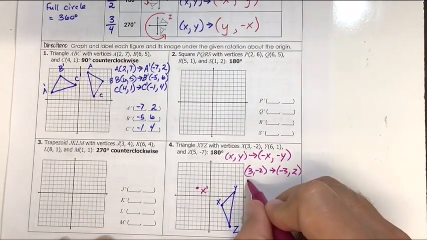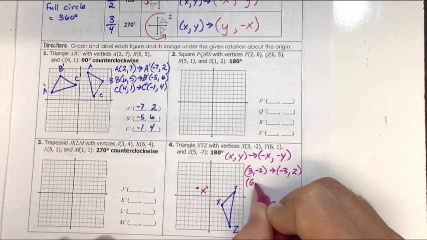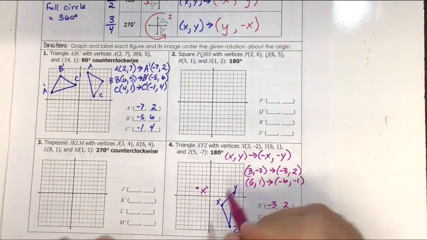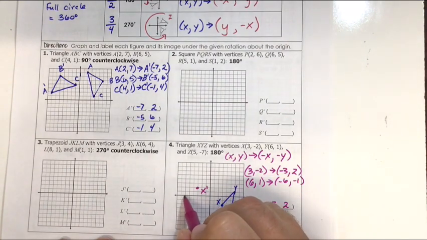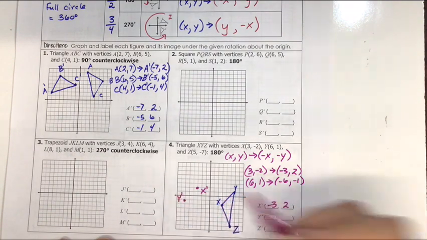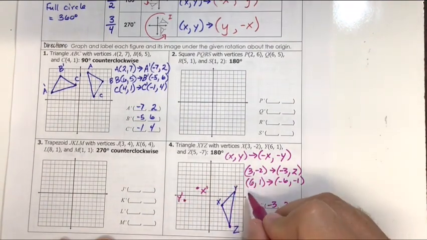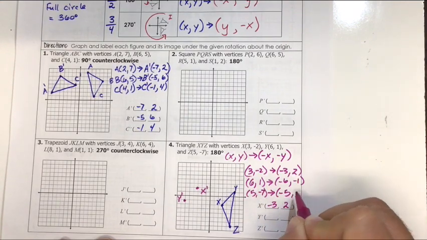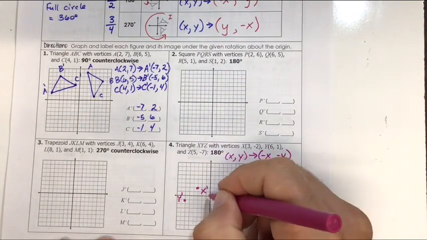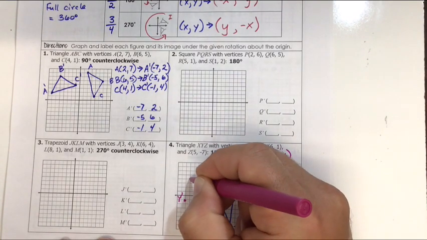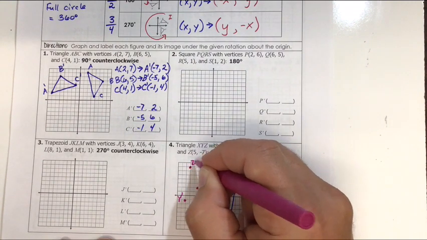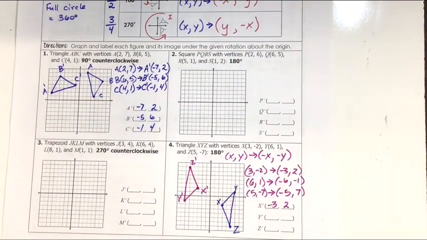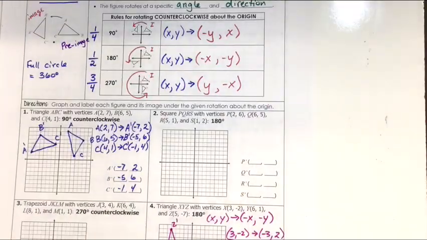My Y prime coordinate is going to start with (6, 1) and make it (-6, -1). And then Z prime goes from (5, -7) and turns into (-5, 7). Okay, so really it's just memorizing these three rules that help you to be able to do rotations.